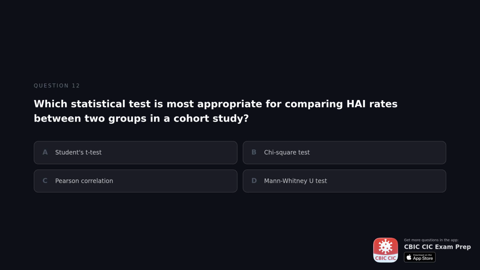Which statistical test is most appropriate for comparing HAI rates between two groups in a cohort study? A. Student's t-test. B. Chi-square test. C. Pearson correlation. D. Mann-Whitney test.